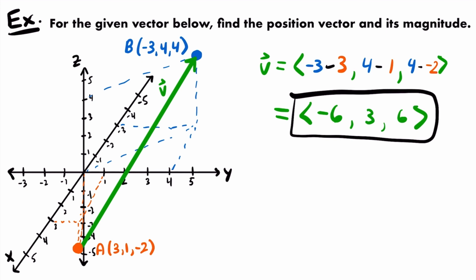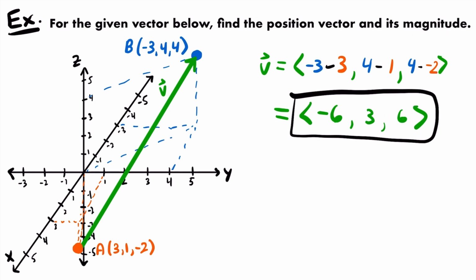So what that means is if we plotted this position vector, it would have an initial point at the origin at the point 0, 0, 0, and it would have a terminal point of negative 6, 3, 6. Okay, but that's not everything we wanted to find. We also need to find the magnitude of this position vector.